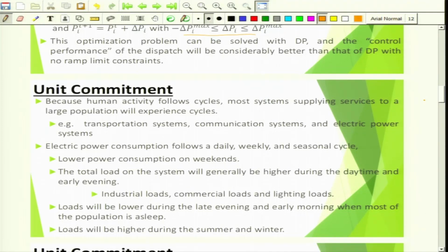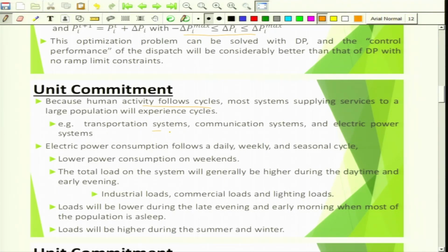You see, how do you forecast the load? Because any human activity follows some pattern, some cycle, most systems supplying services to a large population will experience cycles. For example, transportation systems in general: during the morning hours it's working hours, so in transportation also they observe a lot of vehicle movement, right, and in the evening hours also. During daytime, even if you travel in metro and other places, you do not find much crowd, but between 7 AM to 9 AM or during late evening hours in Delhi metro and all, you experience a lot of crowd.